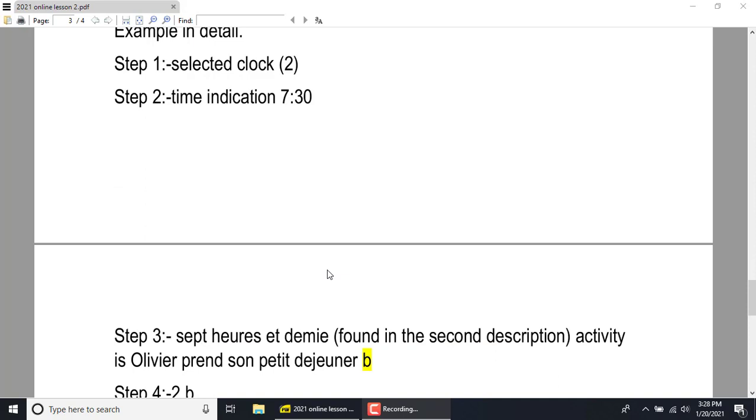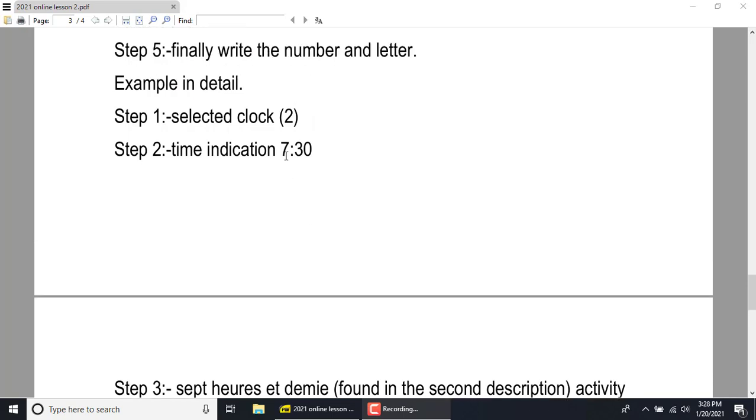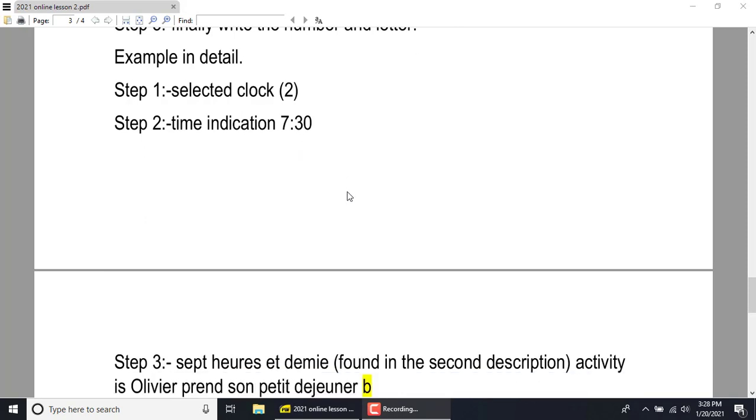In the second description, you can see "je prends mon petit déjeuner à 7h30." So 7:30, what is the translation in French? 7h30. So the second description is telling "je prends mon petit déjeuner à 7h30."